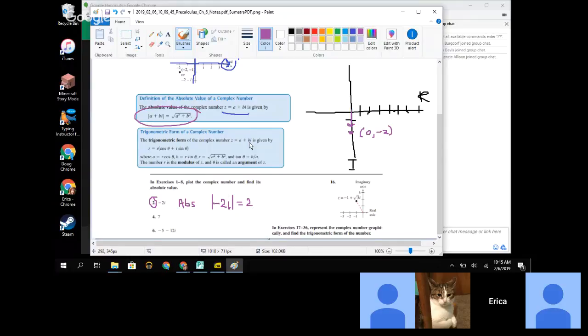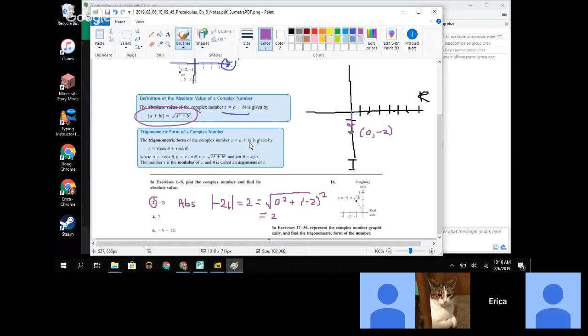Okay, so the absolute value of a complex number is equal to the square root of the square of the real part, which is 0, plus the square of the imaginary part, which is negative 2. So negative 2 squared is 4, and the square root of that equals 2. So pretty easy peasy, right?